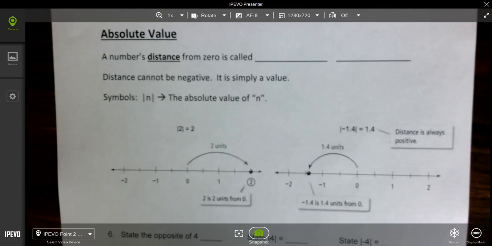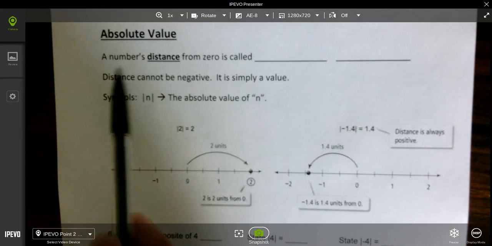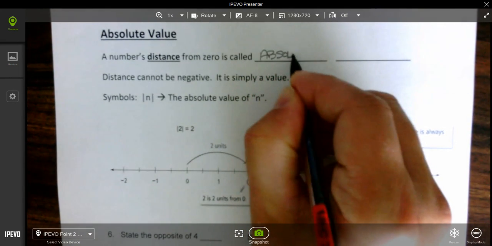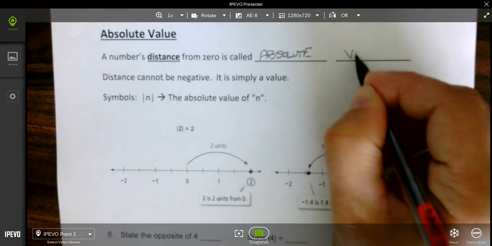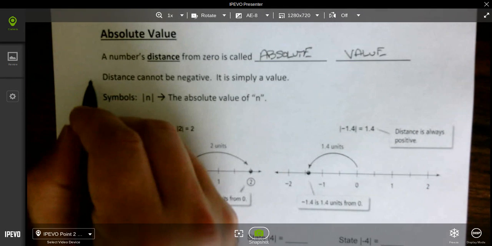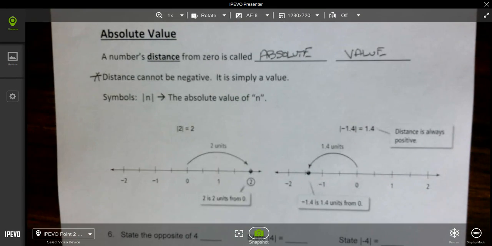This leads us nicely into something called absolute value. A number's distance from 0 is called absolute value. So when I talk about absolute value, I'm referencing how far a number is from 0. Now, I want you to put a little star next to this statement right here. Distance cannot be negative. It is simply a value.